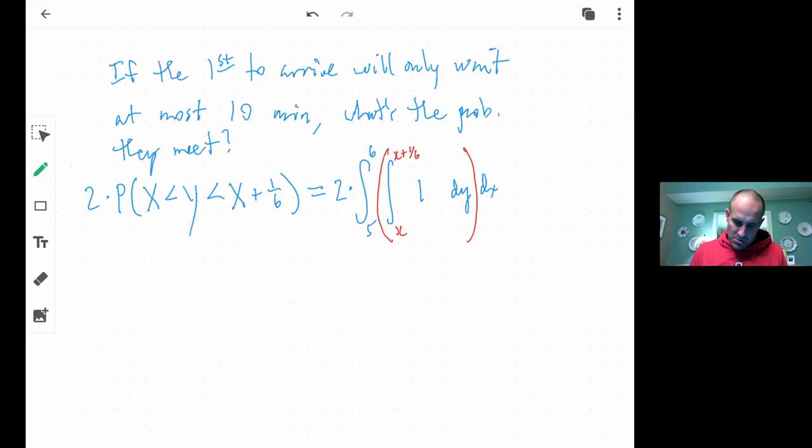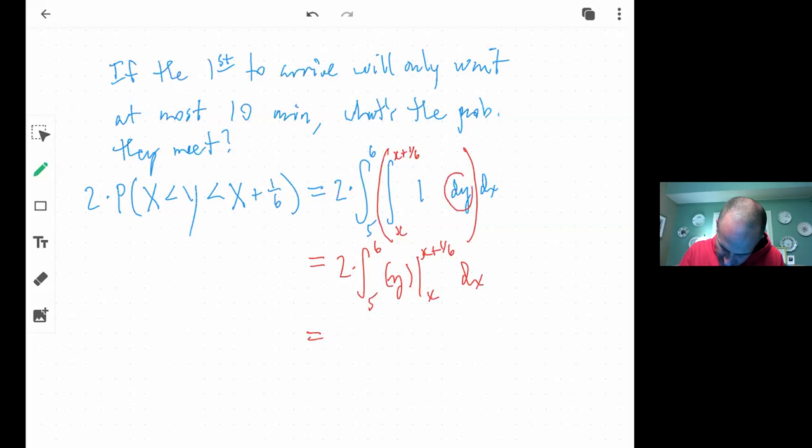So this is equal to 2 times the integral from 5 to 6. What is the antiderivative of 1? Well, that's y. So let me write it like this: this is y evaluated between x and x plus a sixth, dx. Remember, this d-whatever is telling me what variable we're integrating in. So you plug in x plus 1/6 and subtract x.